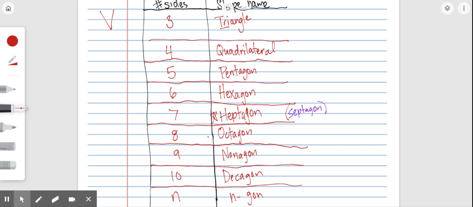Okay, I basically just want to review this n. So n could be any number. So this could be 15, 22, 77. Basically, when you say an n-gon, you just say the number of sides and then you say gon, because that means how many sides. So if you have a 22-sided shape, then it's a 22-gon.